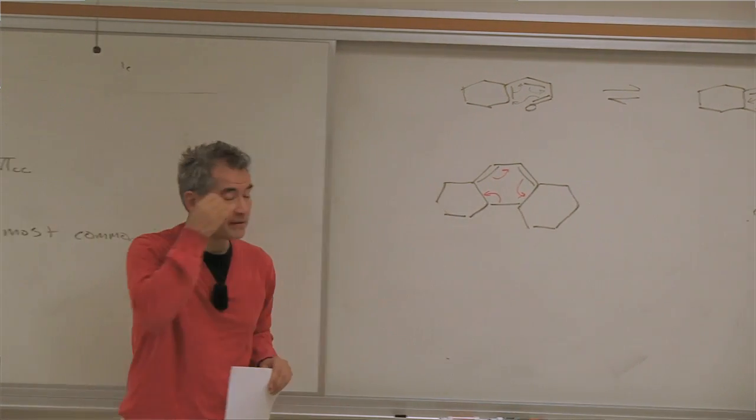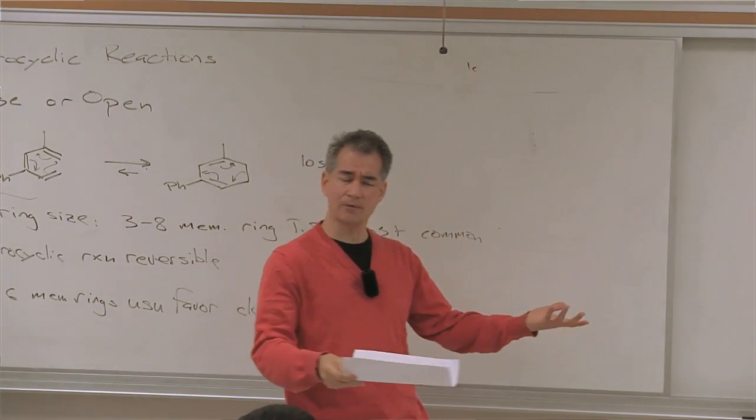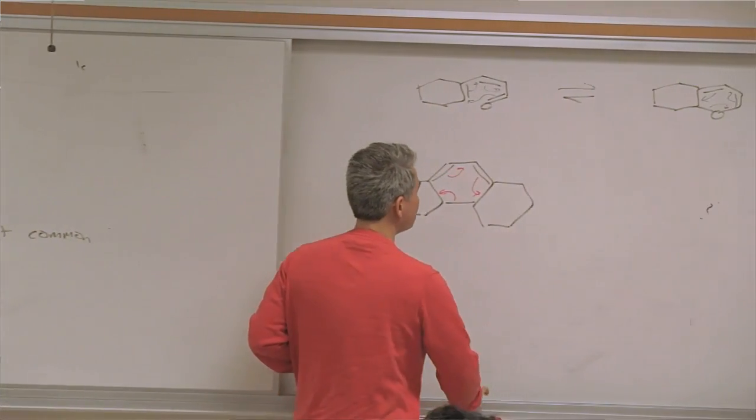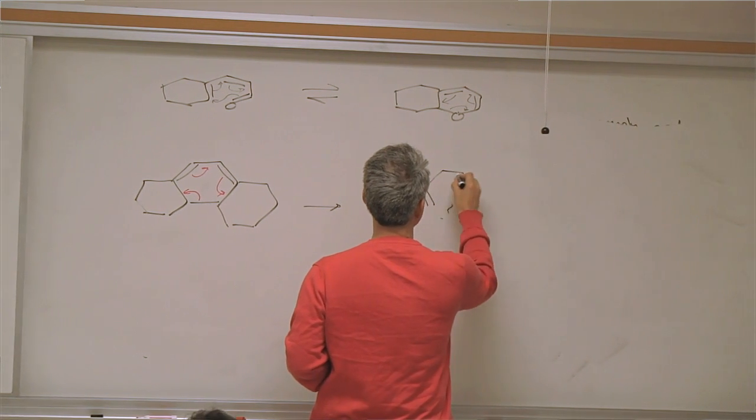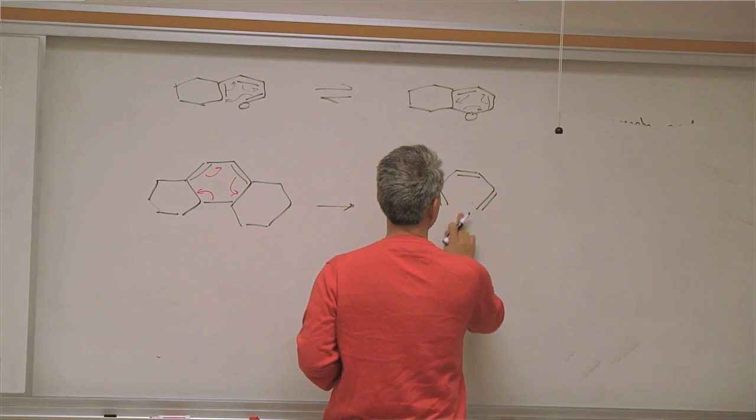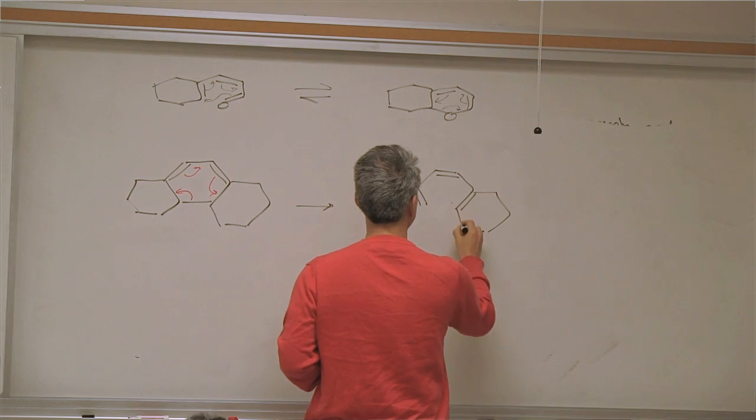And if we really want to favor the ring-opened form, remember, generally 6-membered rings we expect the closure to be favored. But in this particular case, we can think up something obvious to do in order to favor this ring-opened form.